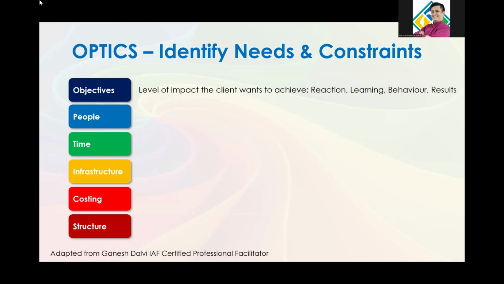So Tayyip said behavior. Anyone else? Nobody wants a promise. Muhammad says learning. Dina says behavior. Wael says reaction and learning. You can only aim for one. You can aim for the higher one. So if you say learning, that means you automatically include reaction already.